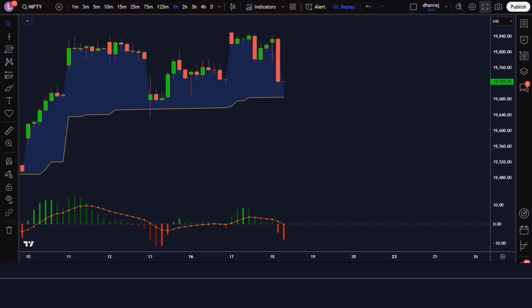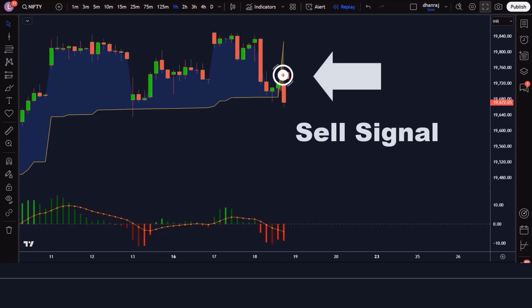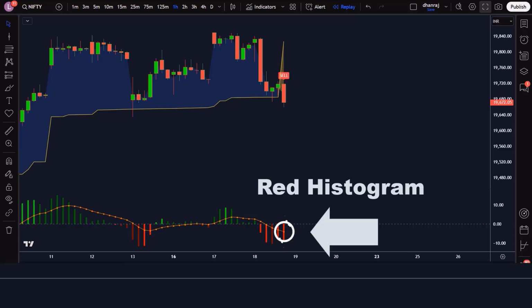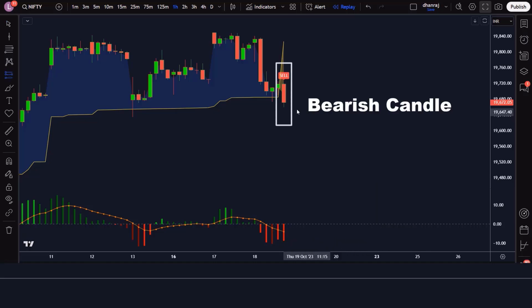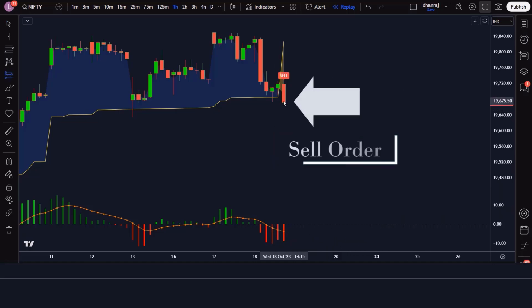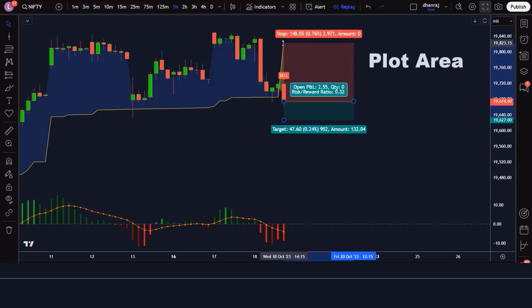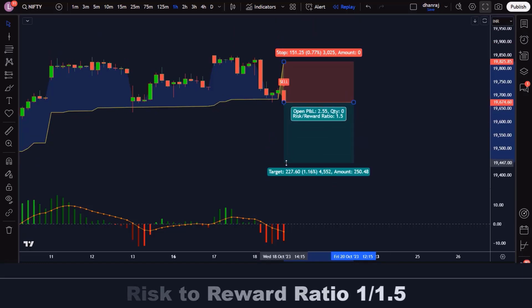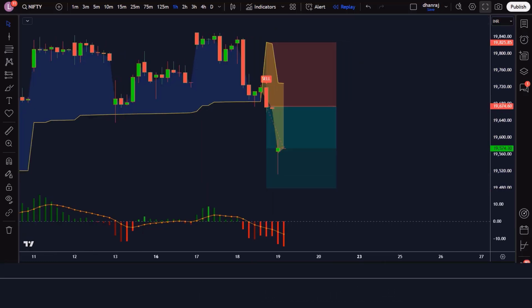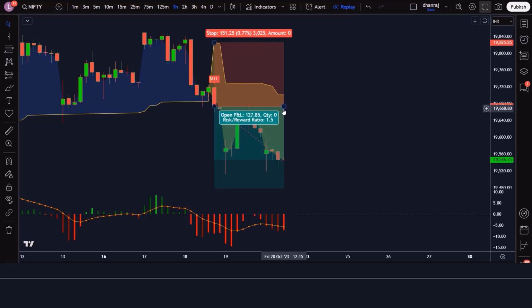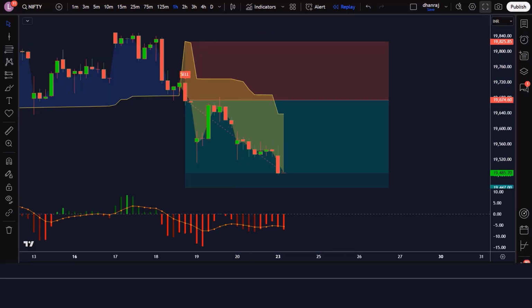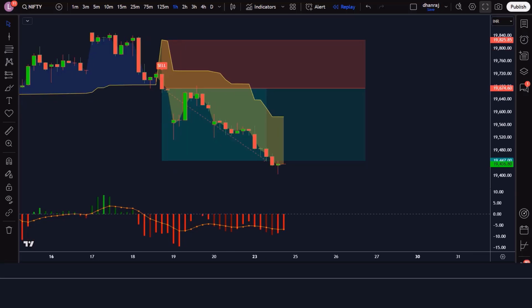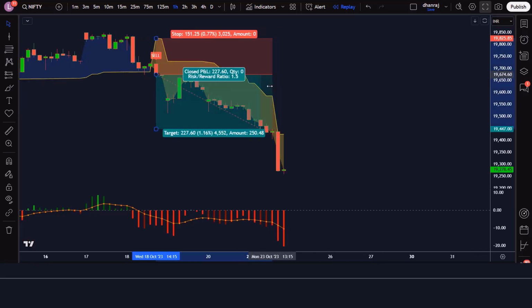Let's see how we use these trading setups. When the Twin Range Filter Visualized indicator gives us a sell signal, when the Tricks Histogram is a red histogram, and when the market forms a bearish candle, if this condition is fulfilled, then we will place a sell order. Our stop loss is to be placed at the yellow of the plot area, and the risk to reward ratio will be 1:1.5. The market has completely hit the target. I hope you must have understood this trading strategy.